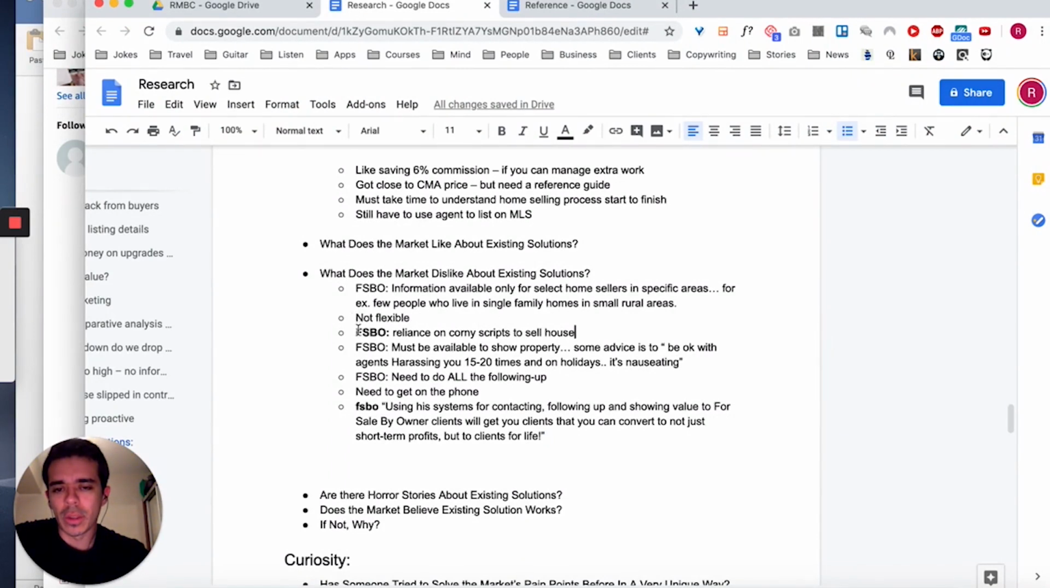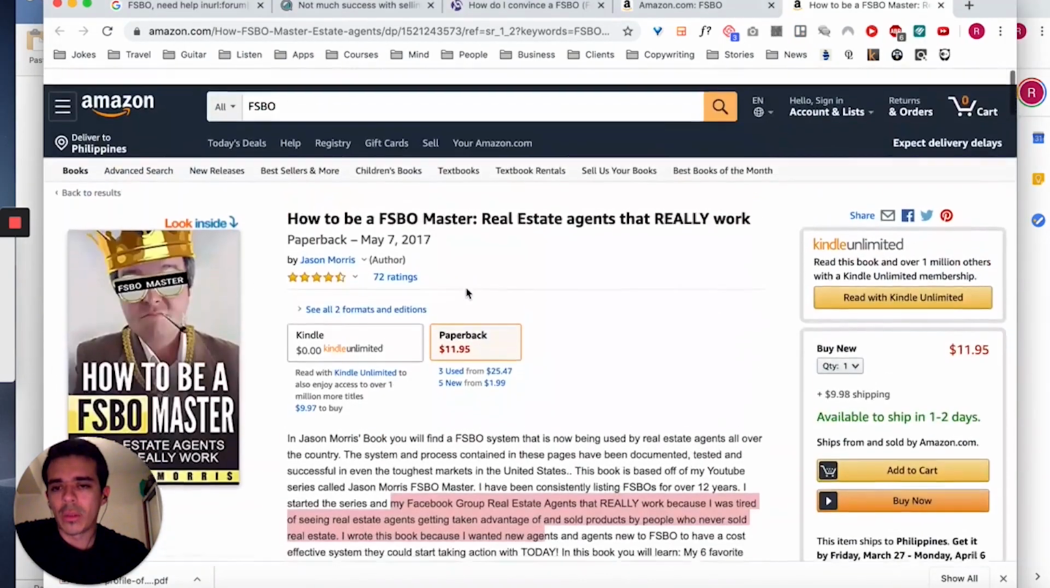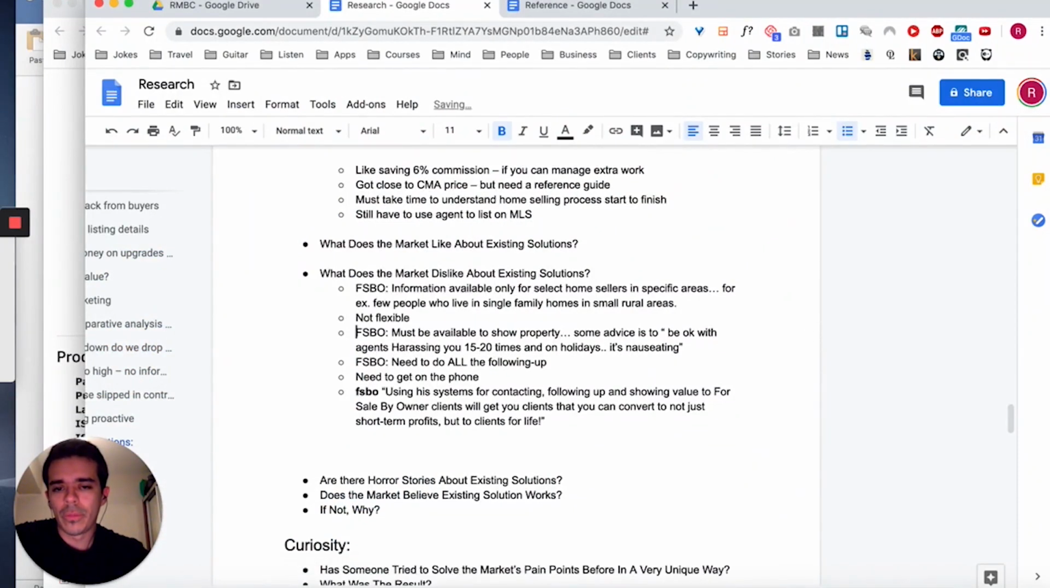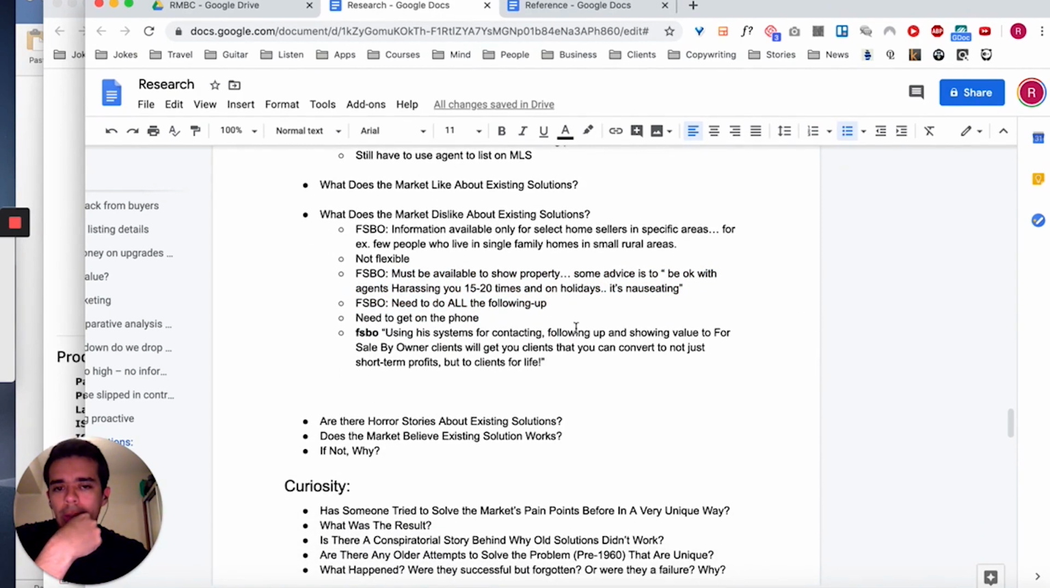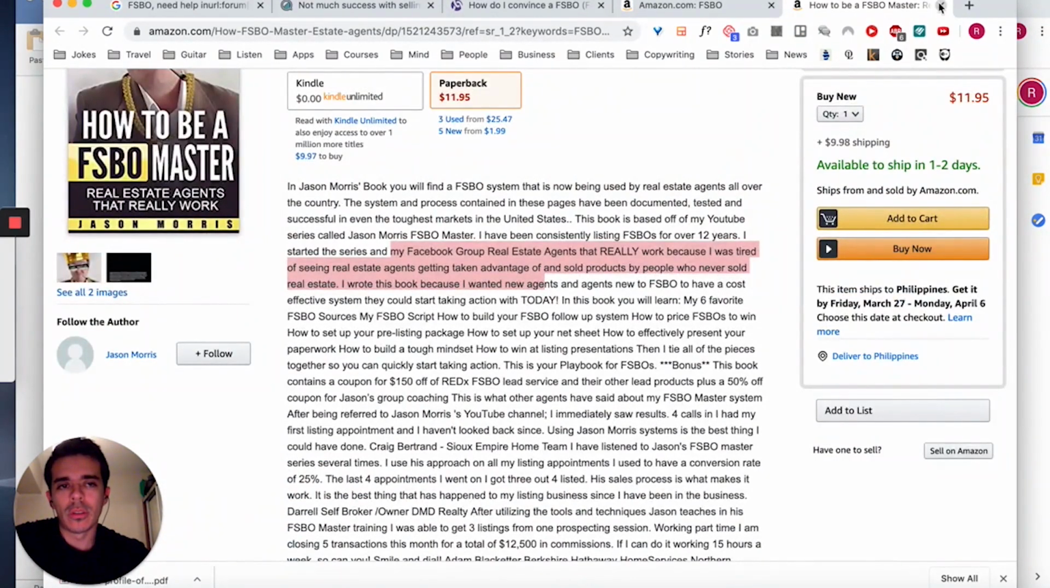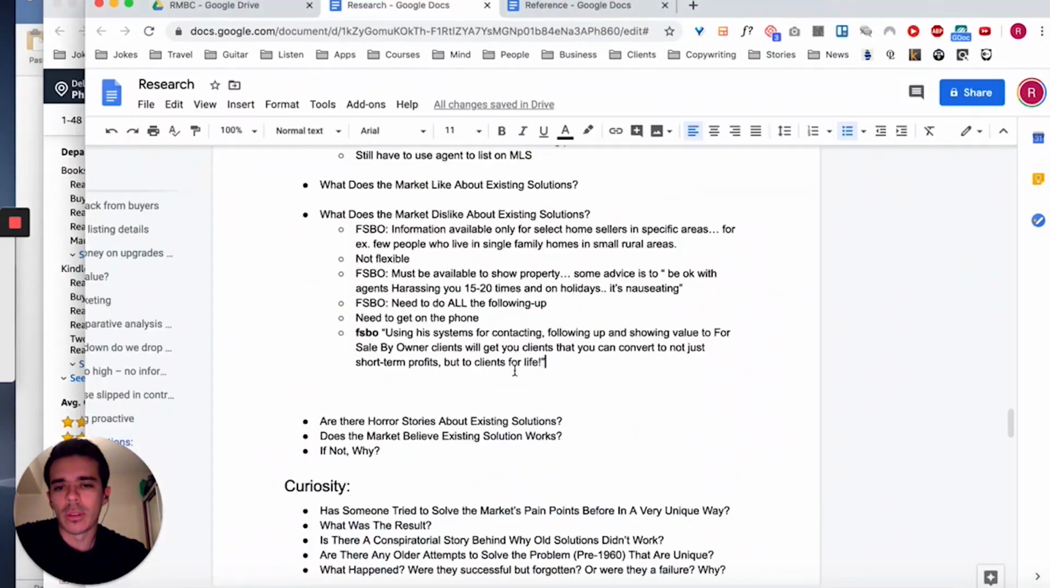I think all this stuff still applies though, right? Reliance on corny scripts to sell a house. Maybe not that one. But I can almost... Yeah, maybe not that one. But this one for sure must be available to show property. Okay. Yeah, I should have read that one first. So maybe not that one. Where can we put that one though?